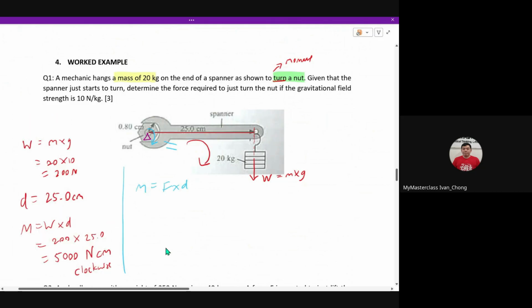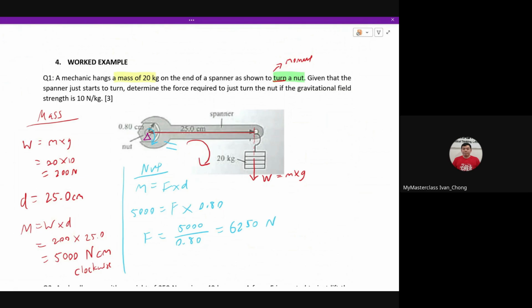So all of this over here is due to the mass. So this one over here is due to your nut. So the clockwise moment itself is 5,000, right? We want to find how much force, and then the distance given is 0.80. So force is just 5,000 divided by 0.80. So how much is it? You actually get 6250 newtons. Do remember, this is force.